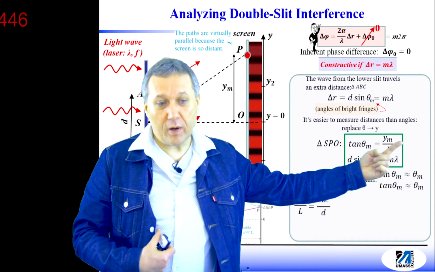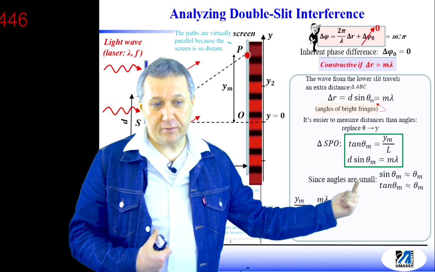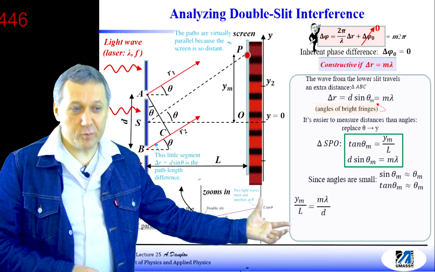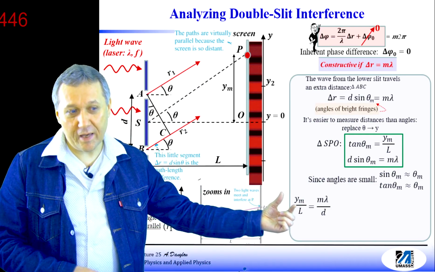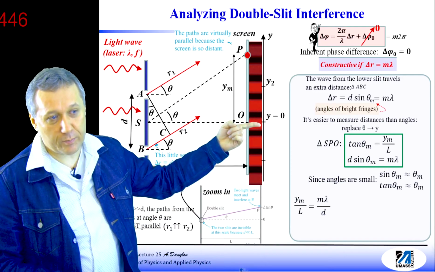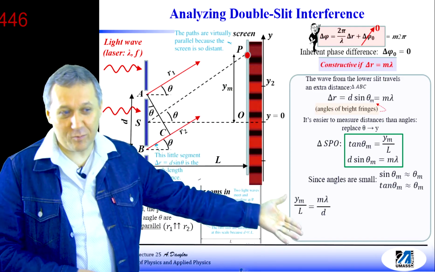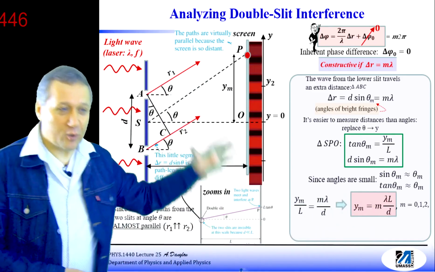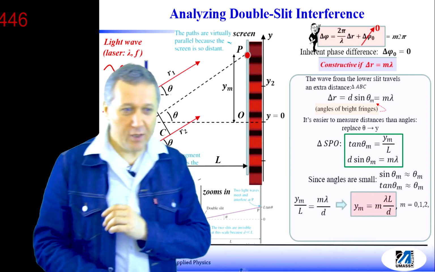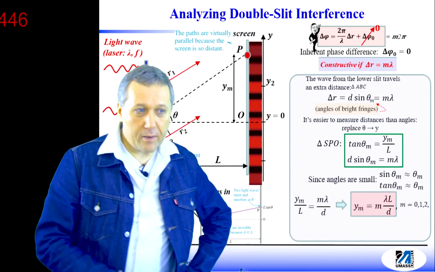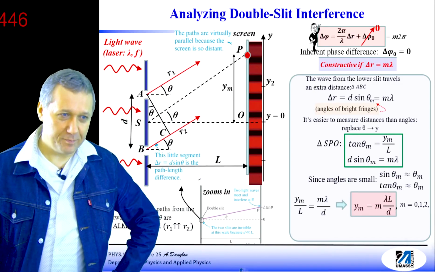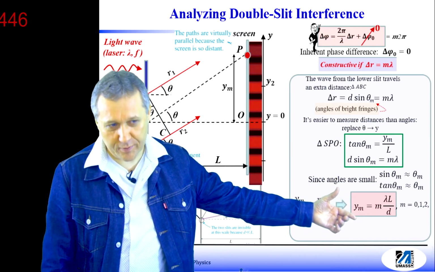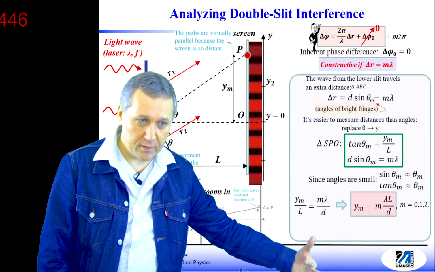So theta, it will be ym over L equals m lambda divided by d. That's what I have. And again, what we want is to solve for ym, which can be used to find the position of the bright spots relative to the center. So ym will be equal to m lambda L divided by d. So finally, this is the final formula which we usually use if the double slit experiment is used, which allows us to find positions of bright spots visible on the screen from the center of the screen.